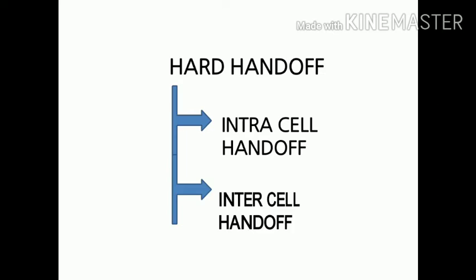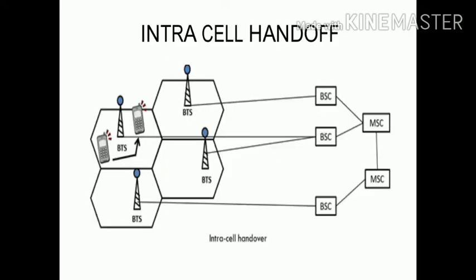First is the intra-cell handoff and second one is the inter-cell handoff. So now the intra-cell handoff occurs when the mobile is moving inside the cell and the mobile station is transferred from one base station to another. For load balancing in the cell, the intra-cell handoff procedure is followed.